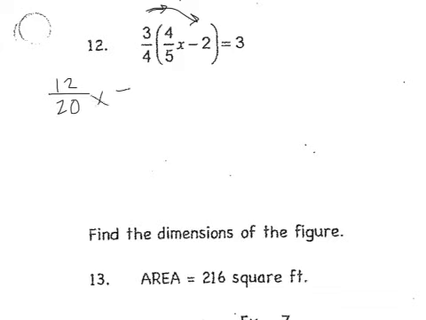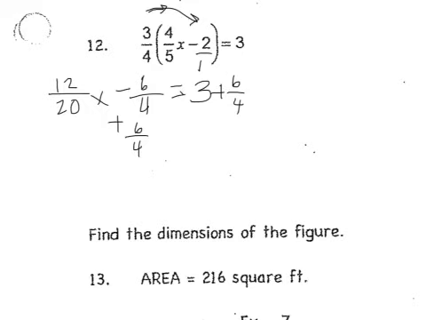minus, you could make the 2 into 2 over 1, so that you could multiply straight across. 3 times 2 for 6, and 4 times 1 for 4, and that is equal to 3. So now to solve this, you would add 6 over 4 to both sides.